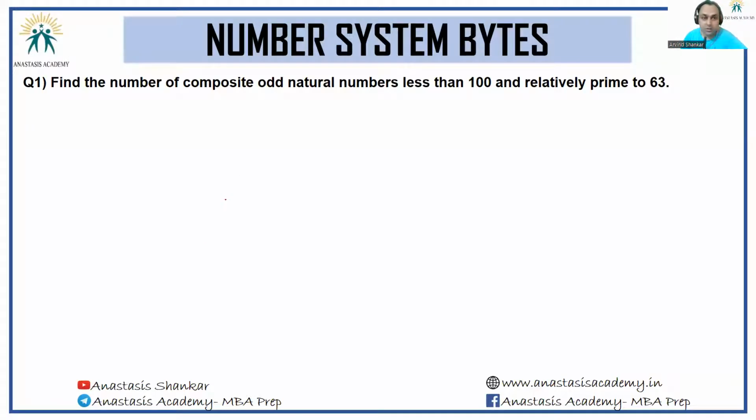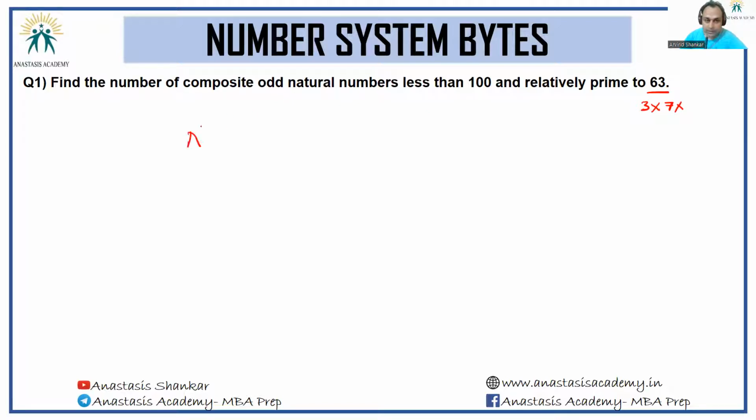Let's look at the solutions of number system bytes. Find the number of composite odd natural numbers less than 100 and relatively prime to 63. If the number is relatively prime to 63, it should not have any multiple of 3. It should not have any multiple of 7.